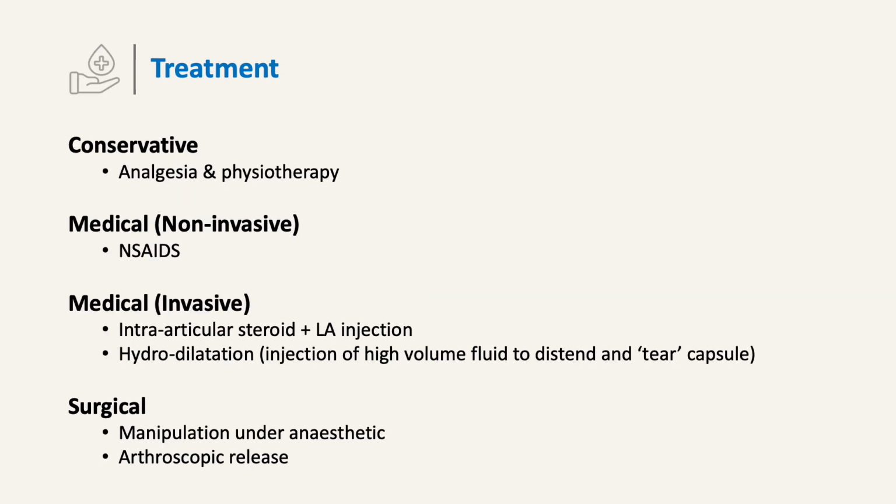So treatment options for this condition follow treatment options for any other surgical condition, which is a conservative, medical, surgical approach. We start off with conservative, which is education about the condition and physiotherapy. The medical approach is analgesia, such as NSAIDs, and more invasive analgesia, such as intra-articular steroids or hydrodilation, which is injection of a high volume fluid to stretch and effectively tear the capsule. And finally, surgical, which is manipulation under anesthesia or releasing the capsule arthroscopically.